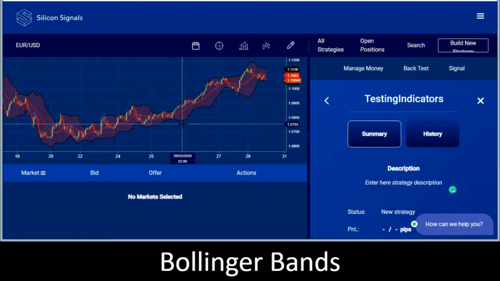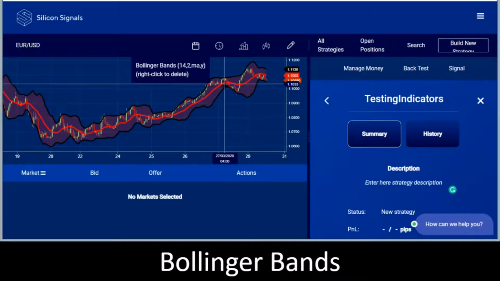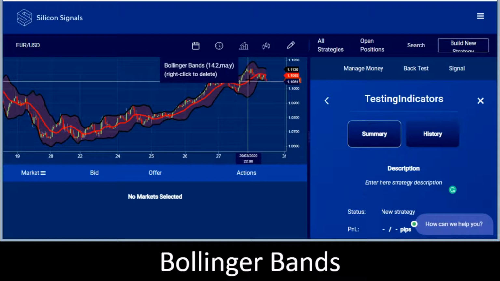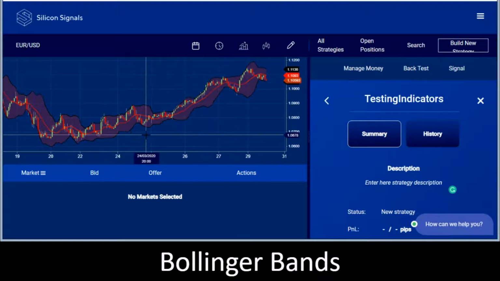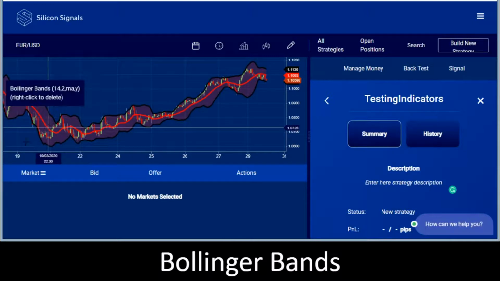So first of all, what are Bollinger Bands? They were developed by a guy called John Bollinger, who basically wanted to work out how to quantify volatility in the markets. So you can see here they contract and then they expand, and then we've also got a midline in here, which is a 20 period moving average. So let's just have a brief explain of what it's supposed to be.